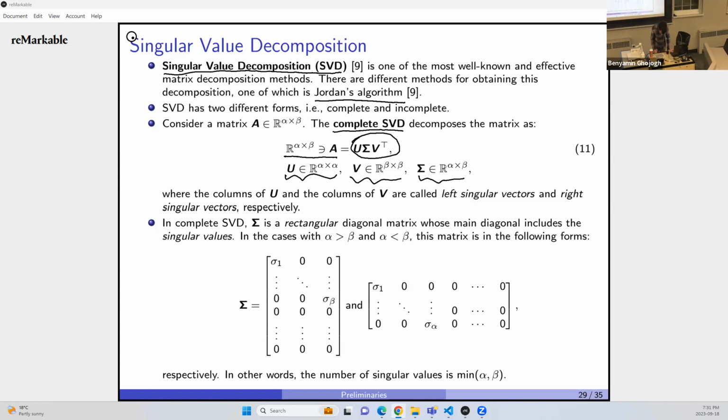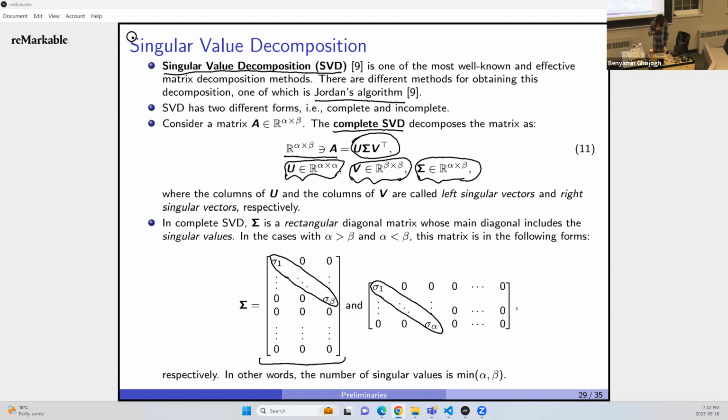in the complete SVD, U becomes alpha by alpha, V becomes beta by beta, and sigma becomes alpha by beta. Therefore, U and V are square matrices, but sigma is a rectangular matrix. However, sigma is a diagonal rectangular matrix. You might not have heard of that, but now you see it. It means that either I have these elements and the rest as 0, or I have these elements and the rest as 0, based on whether alpha is less than beta or greater than beta, right? Okay. And we have U and V also.